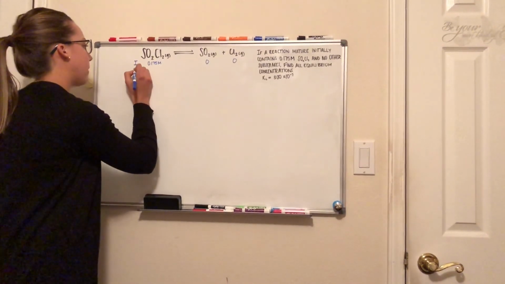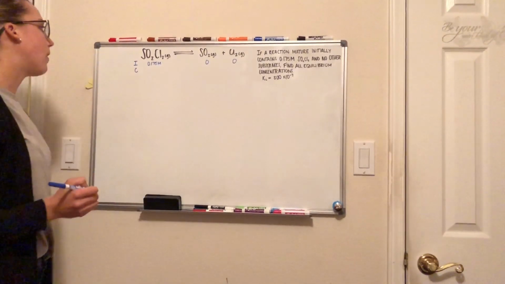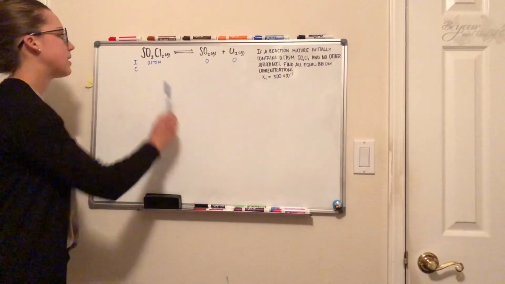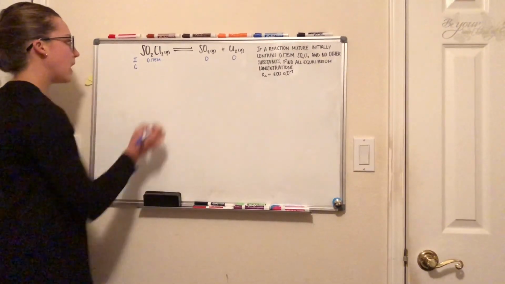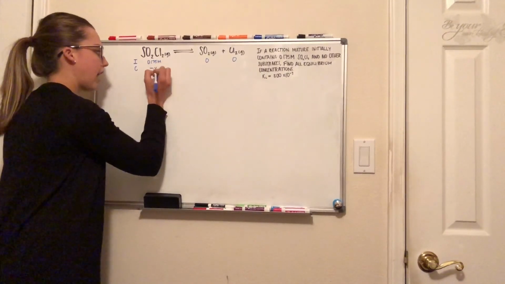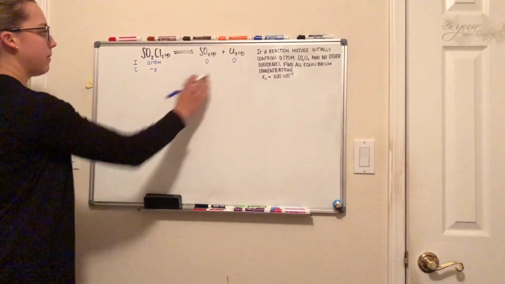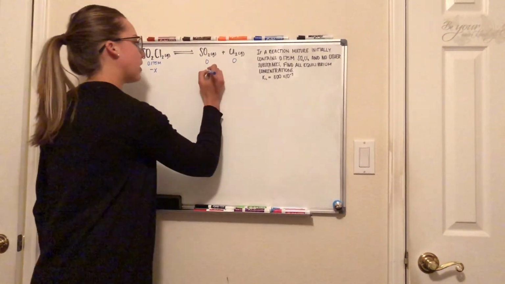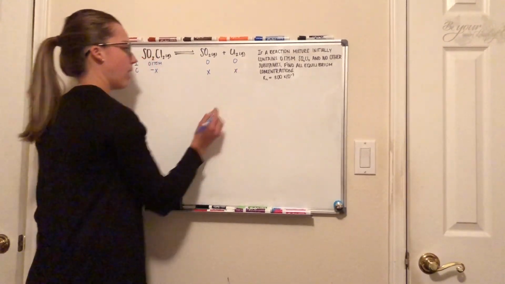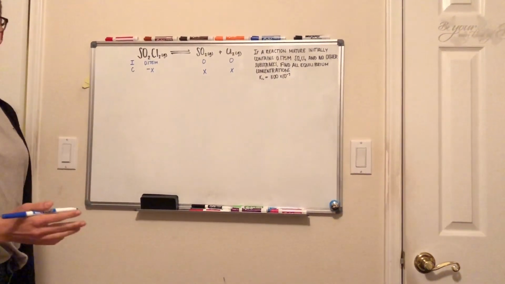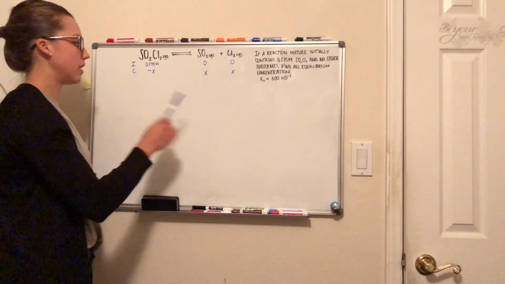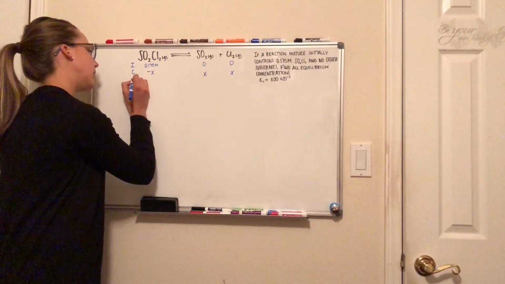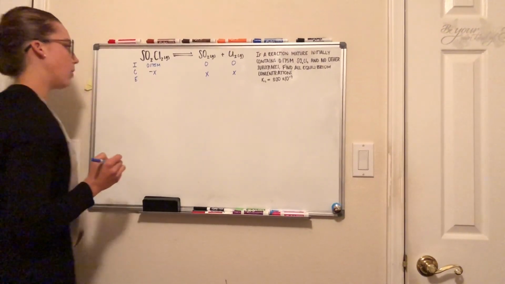Now we need to talk about the change to equilibrium. As this system shifts, some of this reactant is going to be used up to make product. So this is going to go negative X because it's being used up to make products, and these are going to be plus X. The reason we're using just X with no coefficient in front of it is because our equation is balanced without any coefficients.